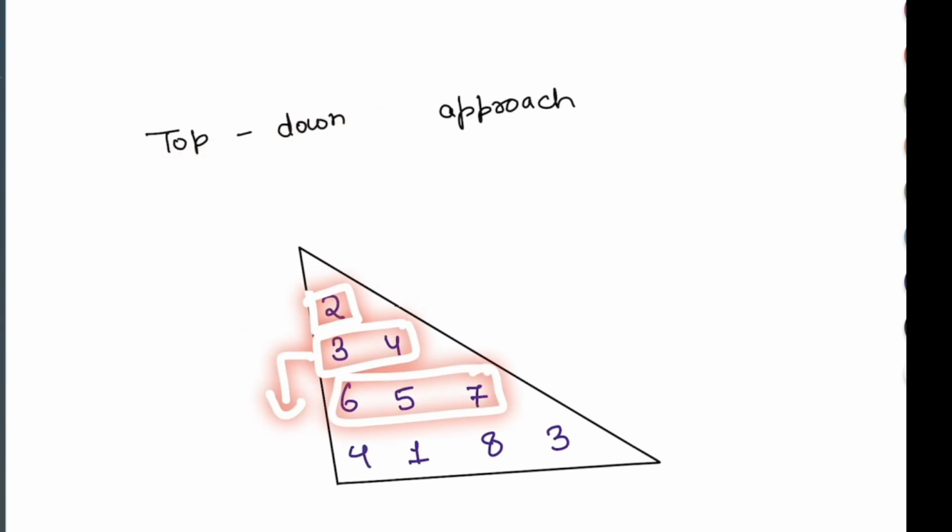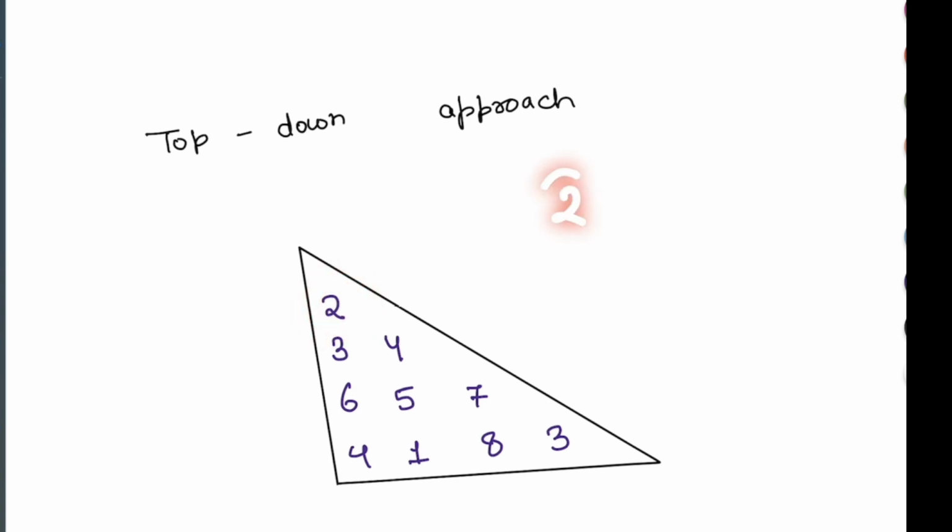For these three numbers, get the answer from the top, then move down. That's called the top down approach. Now what we are trying to achieve here is, when we are at this point, this is the optimal number. 2 is the optimal minimum path sum to reach 2, right? You cannot have a value less than 2, right?